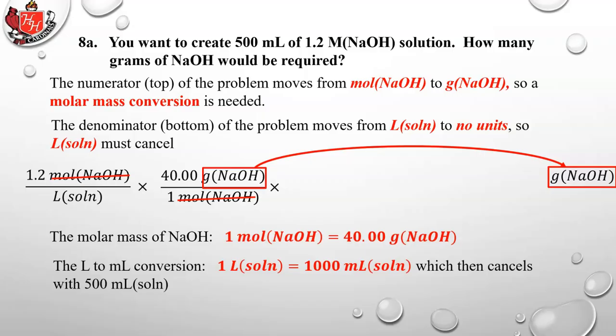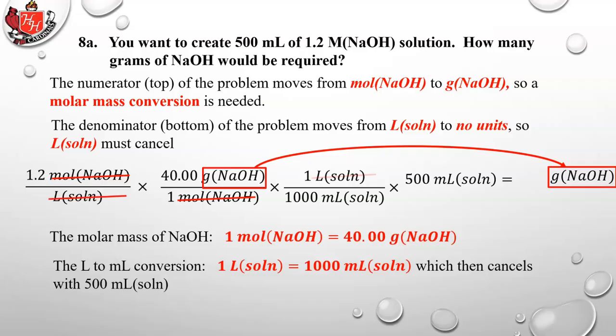Okay, now on the bottom we need liters of solution to cancel out, so we're going to use 1 liter of solution equals 1,000 milliliters of solution to get into milliliters. And then you notice we have a number to work with, given to us in the problem, 500 milliliters. So we're going to use those two conversions to cancel out the liters. So it looks like this. 1 liter of solution for every 1,000 milliliters, that's a standard conversion. And then you multiply by 500 milliliters given to you in the problem.